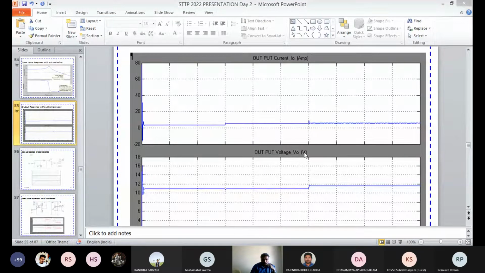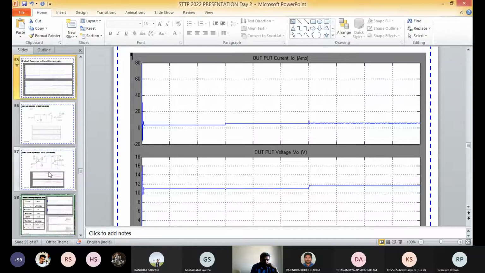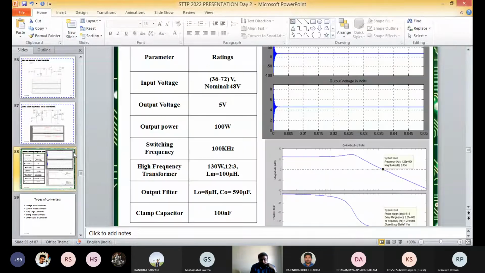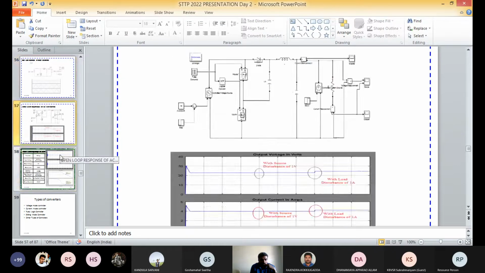There is a requirement for a controller, because whenever you are using a DC to DC converter, you need to get a regulated DC output voltage. So to get the regulated DC output voltage, we need to design some controller for that.